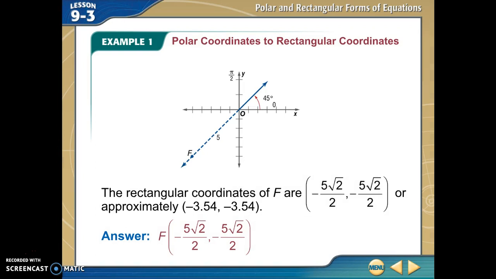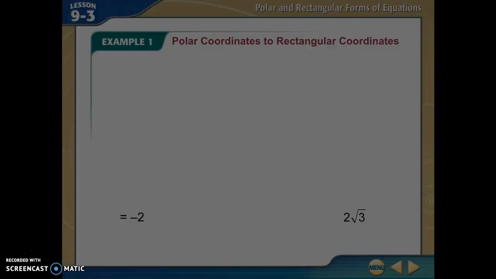All right, and that's again the picture that we looked at. We can see down here we get our coordinates are negative, negative, which we knew they had to be. This is our exact form. If we plug it into a calculator, we get an approximate form.